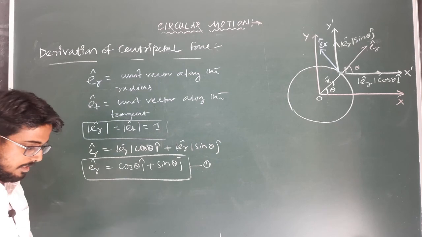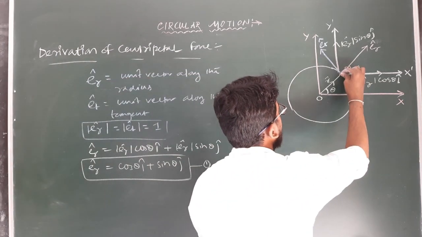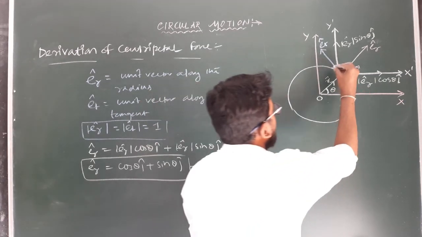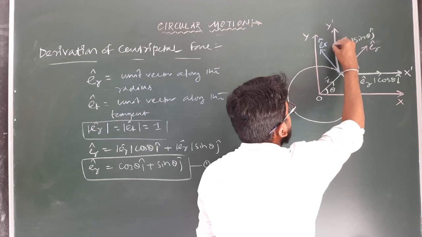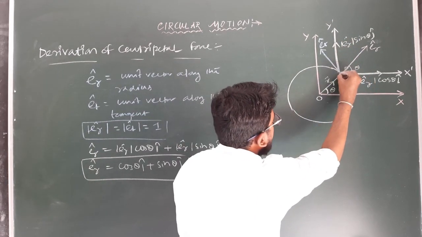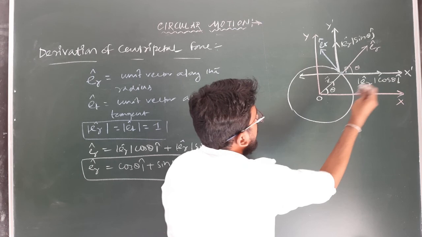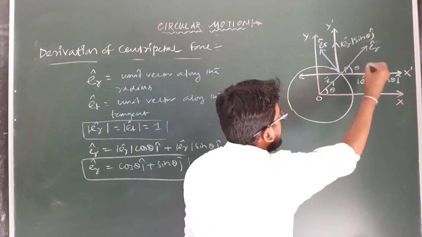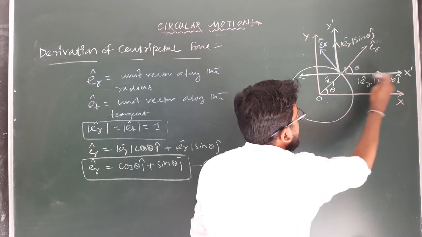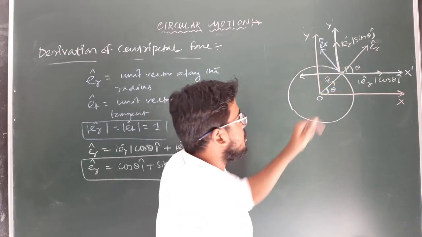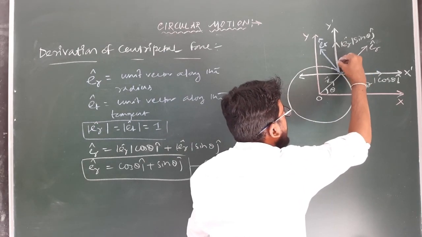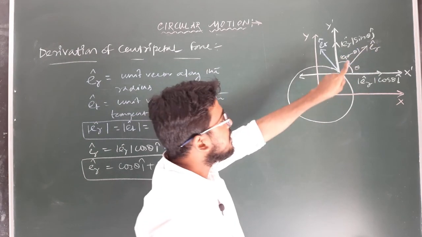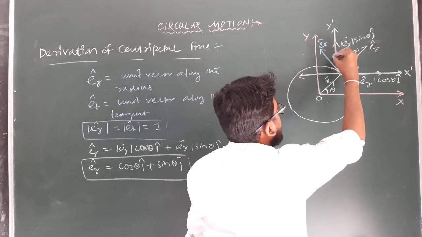Similarly, the tangential component ET cap can be split into two components. One is along this y dash direction, and the other is along this direction, which is negative to that of the positive x axis. As this angle is theta, and this y axis and x axis are mutually perpendicular to each other, this angle will be 90 minus theta, clear. So if this angle is 90 minus theta, what is this angle?